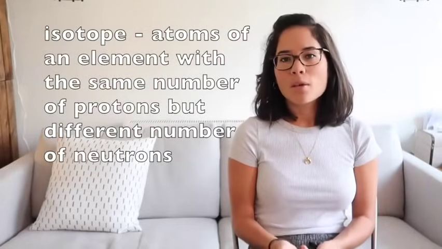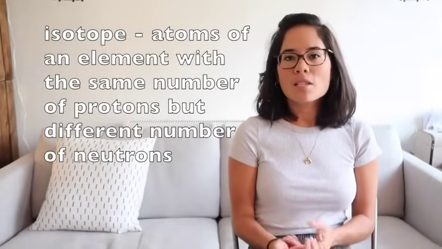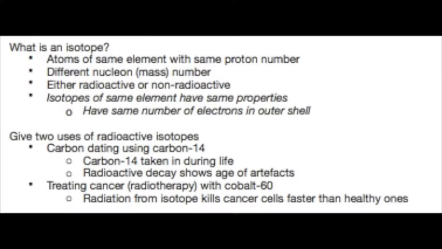However, you just need to know the definition of an isotope, which is that it is atoms of the same element with the same number of protons but different number of neutrons.